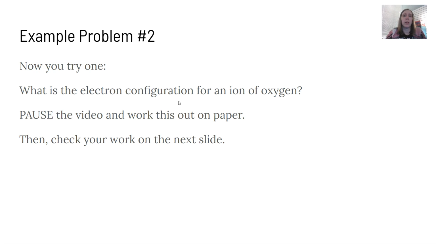Okay, so you should be working through the same steps as my example with potassium. Make sure you first write out the full electron configuration for oxygen, then think about if it's going to gain or lose electrons, what would its charge be? How does it fulfill the octet? Pause the video. Make sure you actually work through the problem.